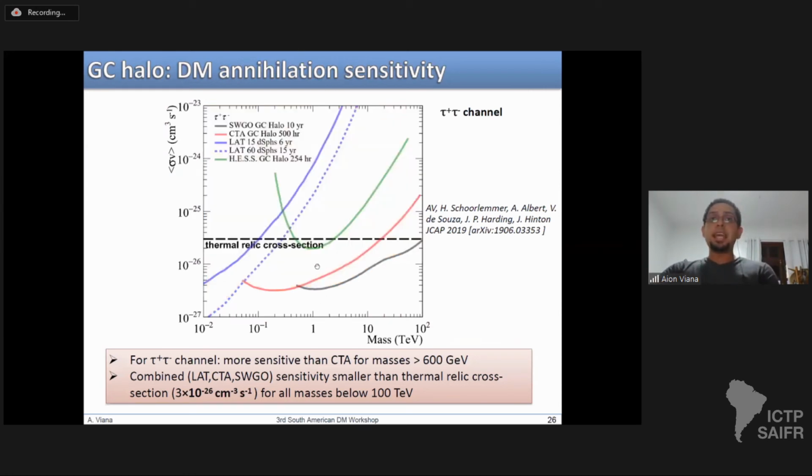Here we also put CTA in red and predictions for LAT for 15 years of LAT and 60 new dwarf galaxies. The very interesting aspect that we find is, first, that SWGO, as you can see for the tau channel, is more sensitive than CTA for masses above a few hundred GeV. And combining LAT, CTA, and SWGO, we can reach sensitivity smaller than the thermal relic cross-section for all masses below 100 TeV.